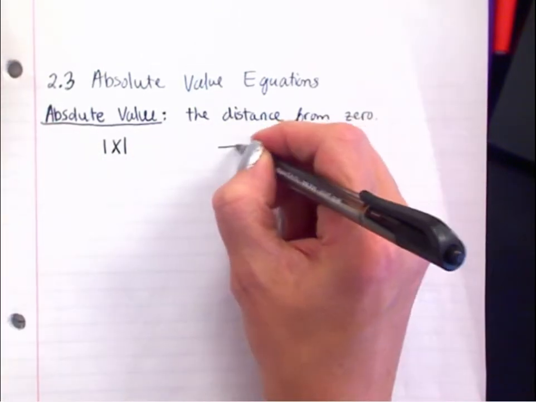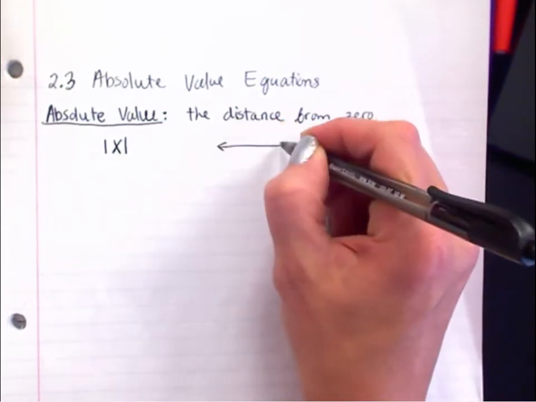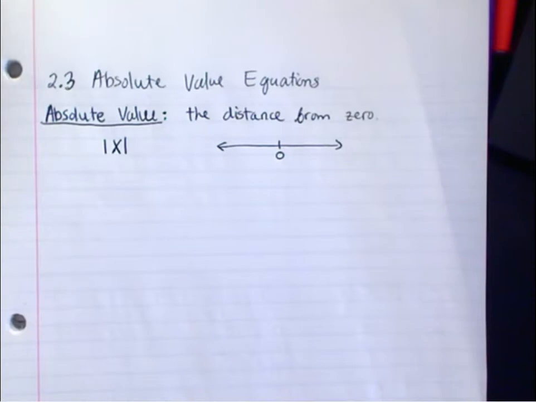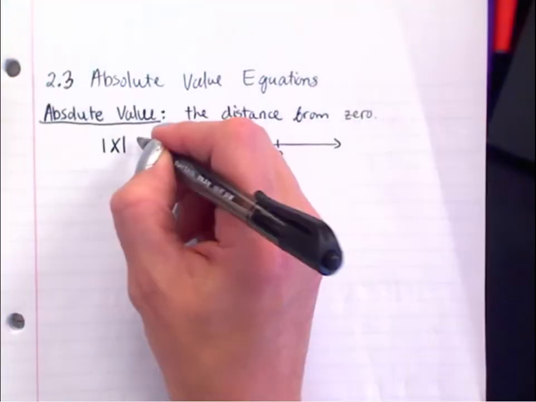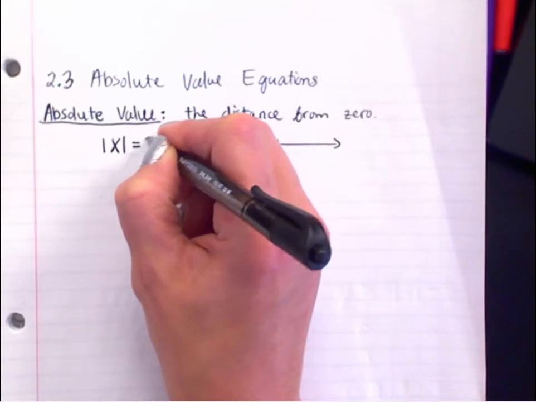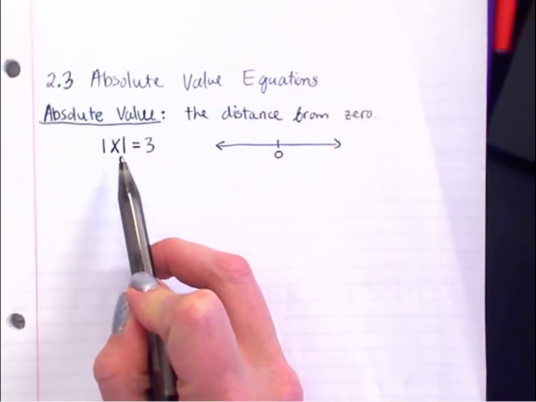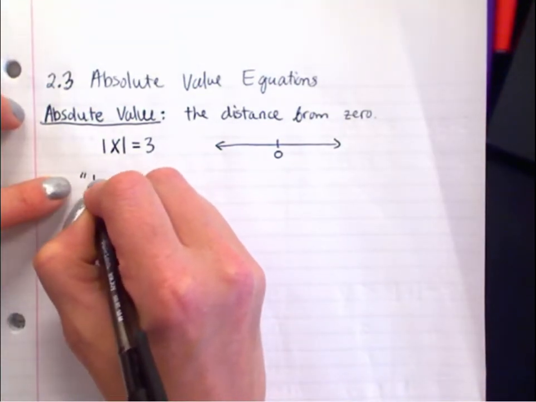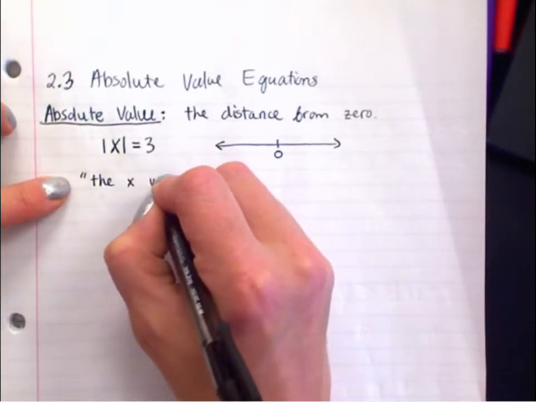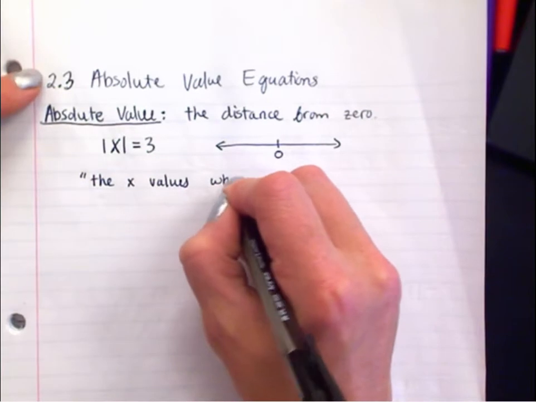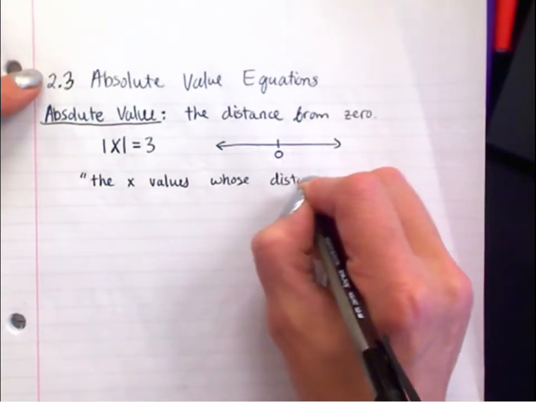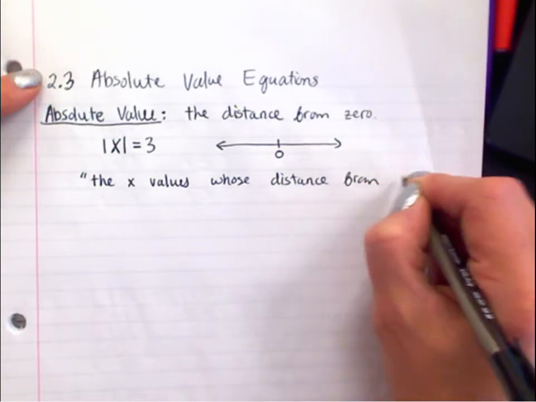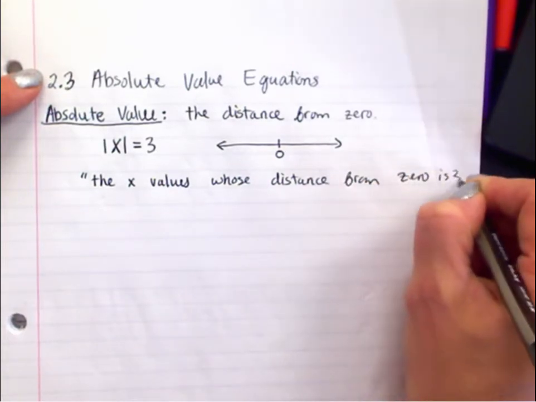Okay, and I'm just going to put a number line over here. And I'm going to mark 0, right? We're going to start shading number lines, or putting solutions on a number line. So absolute value is the distance from 0. If I say the absolute value of x is equal to 3, this translates as the x values whose distance from 0 is 3.